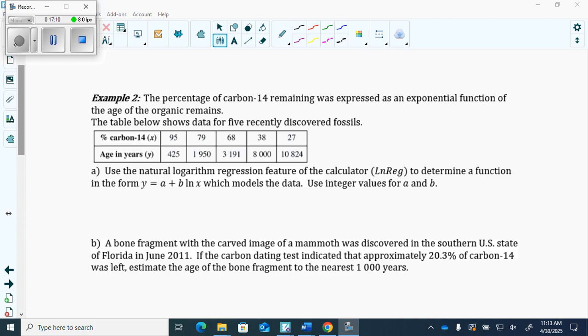Stat, calc, 0. Numbers, and my 0 is exponential, sorry, 9. I don't know why I said 0. 9. That's an oopsie. 9 is ln reg.